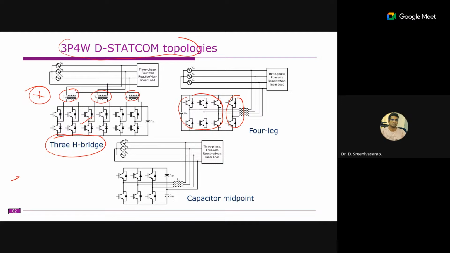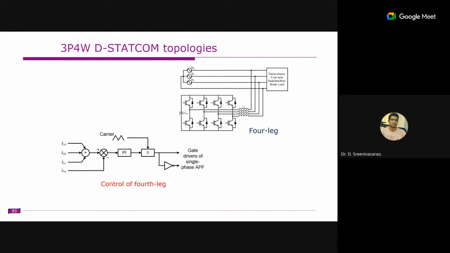So what we can do is that we will measure the currents. This is ILA, ILB, and ILC. We will measure, right? And we will add all these things, and we can generate the neutral current. Right? So we need to operate this one such that we will inject in the reverse direction, right? So therefore this will be the reference for this third leg, and we will operate this fourth leg in a current control manner such that we can easily control this one, right?